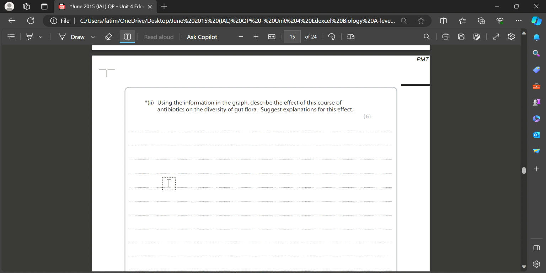So yeah, the question is we have to use information in the graph to describe the effect of this course of antibiotics on the diversity of gut flora, and then we need to suggest explanations for this effect. So basically everything that we said, we just need to mention it here in an essay style writing, an essay type answer. So over here we'll just look at it.